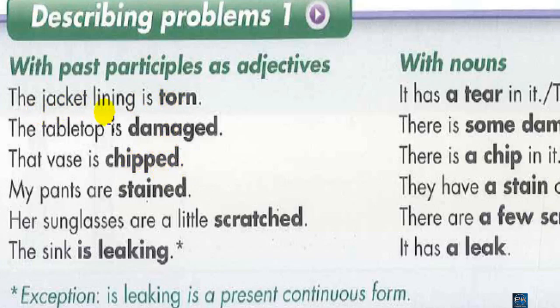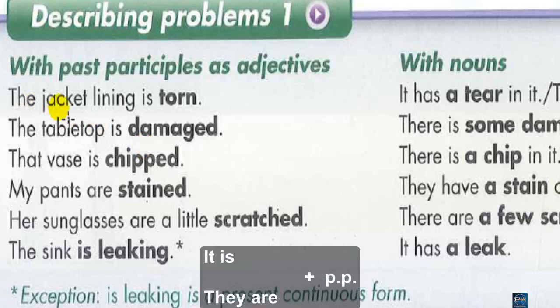The jacket lining is torn. The tabletop is damaged. That vase is chipped. My pants are stained. Her sunglasses are a little scratched. So here you have the subject, the jacket, the tabletop, the vase, is plus PP. Here the past participle, the PP, is an adjective.